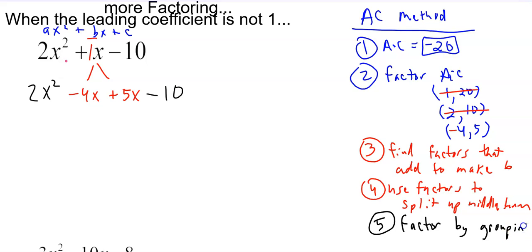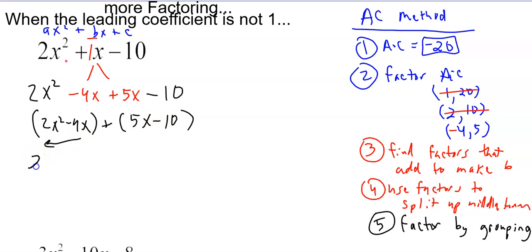And here's the thing. If you did those first 3 steps correctly, it's guaranteed to work. So the factors will indeed match. It's not really a question. 2x squared minus 4x and 5x minus 10, I just bring those down. Pull out the GCF. So 2x times x minus 2 plus 5 times x minus 2.